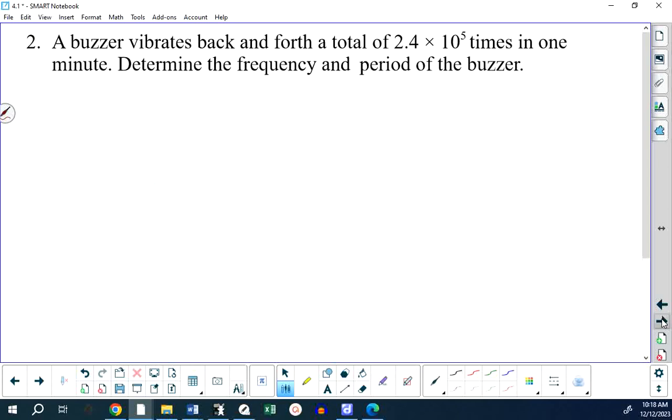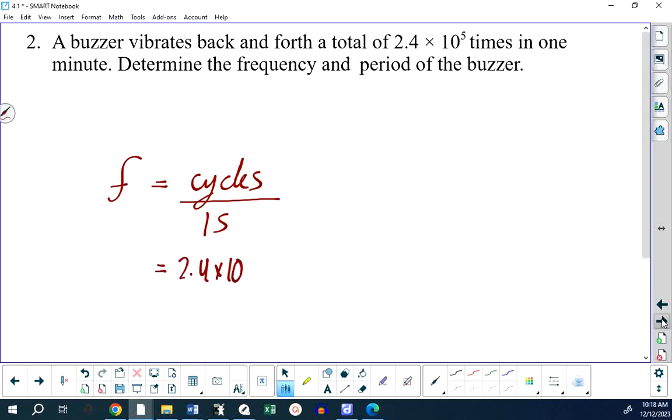The buzzer vibrates back and forth a total of 2.4 times 10 to the 5 times in 1 minute. What's the frequency and period? You know, these are problems you could have done in the last unit, except it was related to circular motion. The frequency will be the number of cycles, I'll use cycles this time, in 1 second. Well, that's pretty easy because it's 2.4 multiplied by 10 to the 5 cycles.